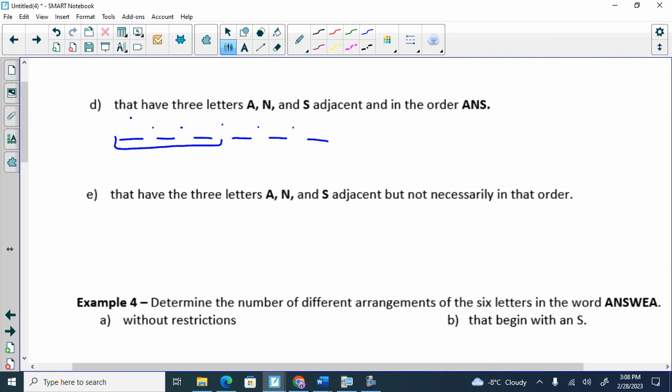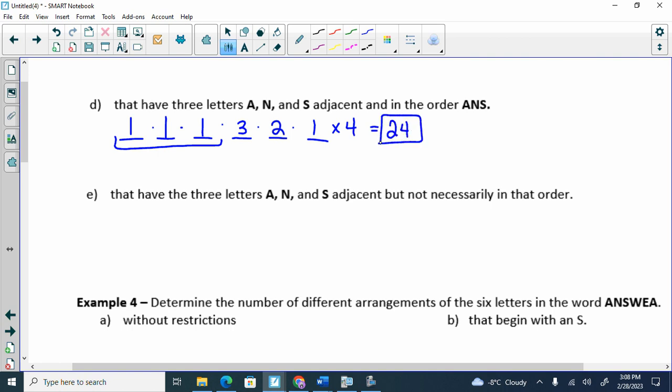So I would have one option, it has to be an A. One option has to be an S. One option, it has to be an N. Used up 3 letters. 3, 2, 1. Am I done? No, I have to multiply by 4 because there's 4 places to move it. And so I get 24.